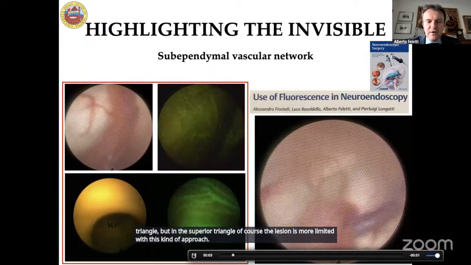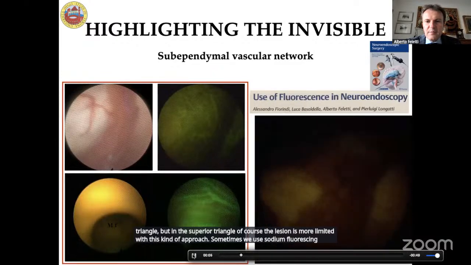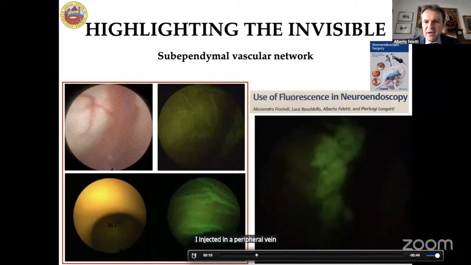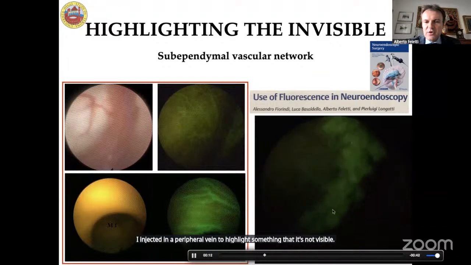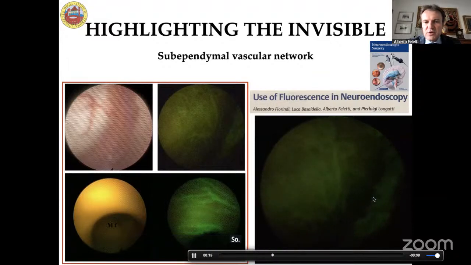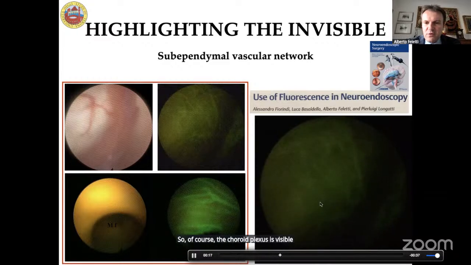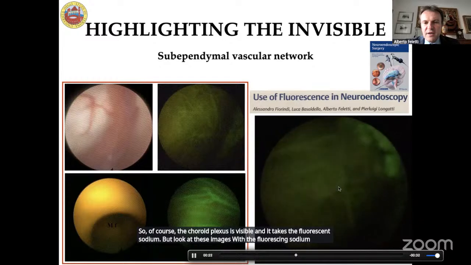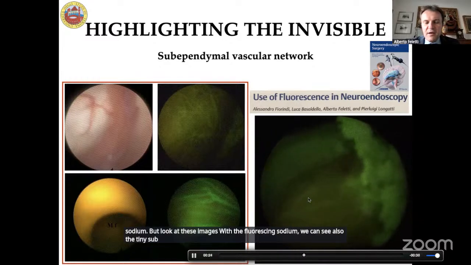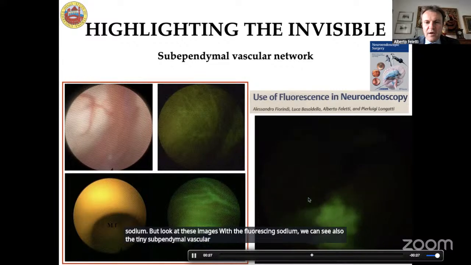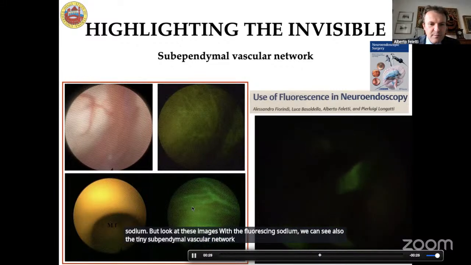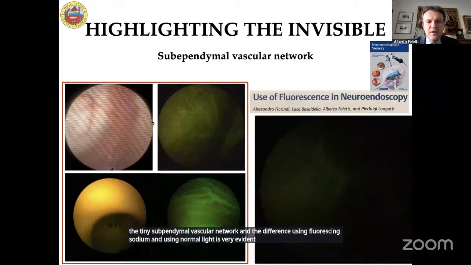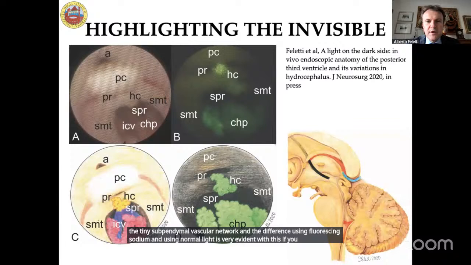Sometimes we use sodium fluorescein injected in a peripheral vein to highlight something that is not visible. So, of course, the choroid plexus is visible and it takes the fluorescein sodium, but look at these images. With the fluorescein sodium, we can see also the tiny subependymal vascular network. And the difference between using fluorescein sodium and normal light is very evident if you compare these pictures.